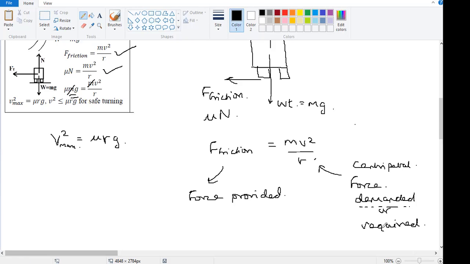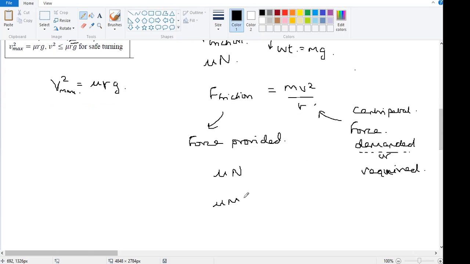So what does that mean? It means that this friction is coming on this side. So mu N, which is mu mg, is equal to mv squared by r. What does that mean? If this value is more than this, then it is safe. But if this value is more than this value, then it is not safe. So that means the velocity has to be less than this value.